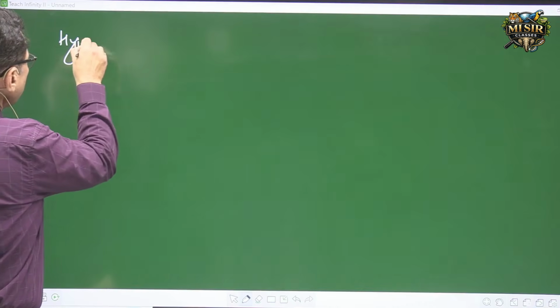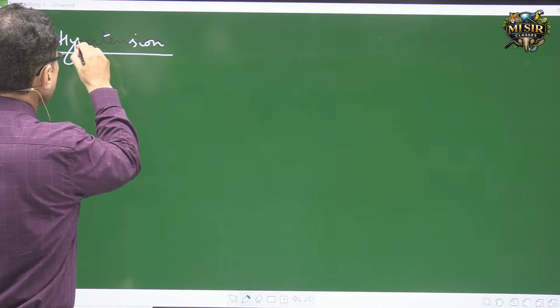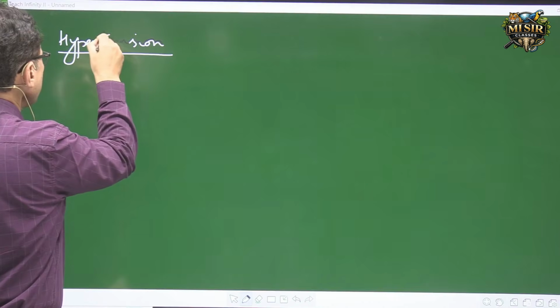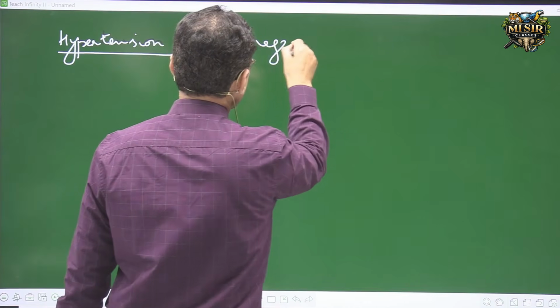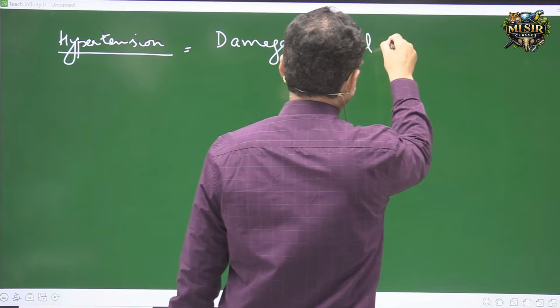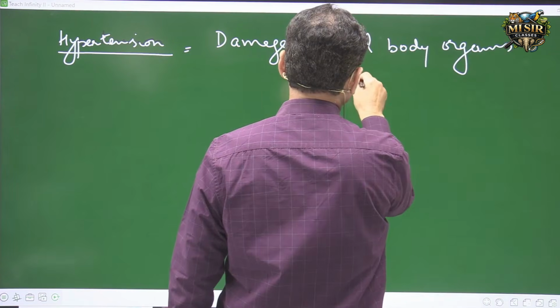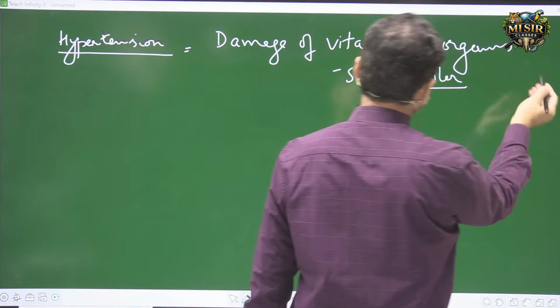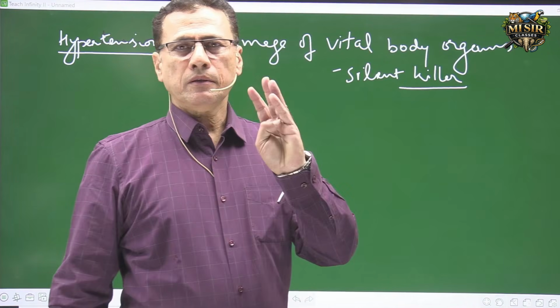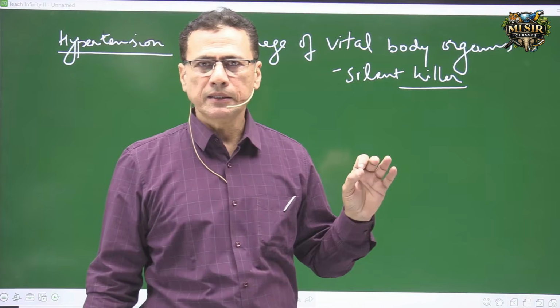Hypertension can lead to damage of vital body organs. So it is a type of silent killer in itself. It can damage your heart itself, it can damage brain, it can damage kidneys, it can damage eyes, it can damage any other body part.